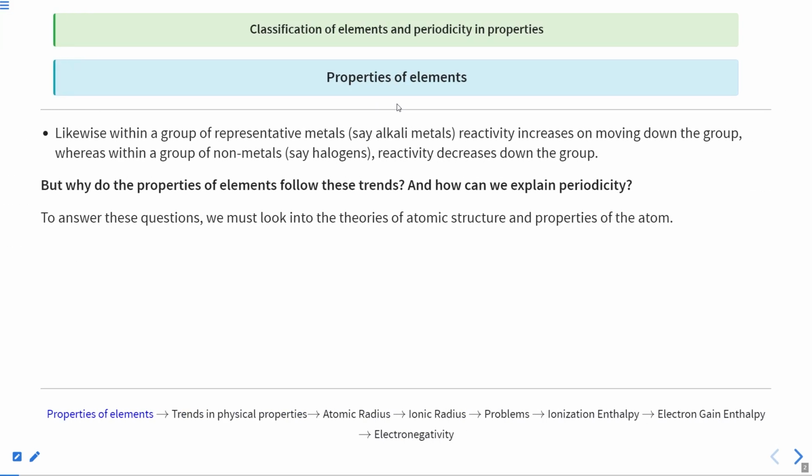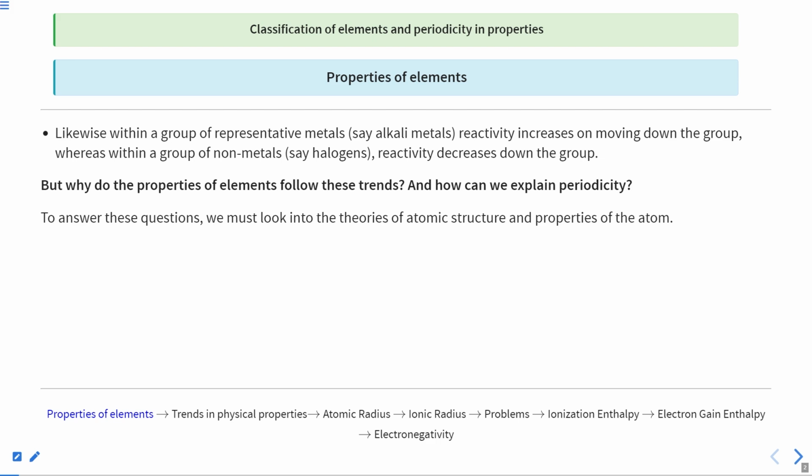Likewise, within a group of representative elements, reactivity increases on moving down the group. So if you move down the group, the reactivity increases, whereas in the previous case the reactivity decreases from left to right, but in the case of a group, as you move from up to down, the reactivity increases.